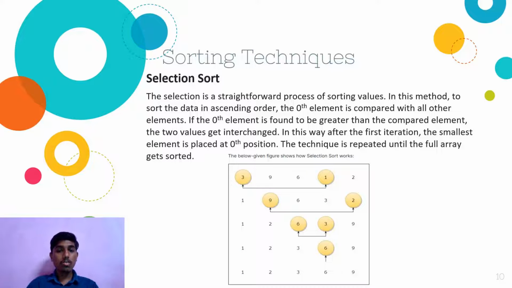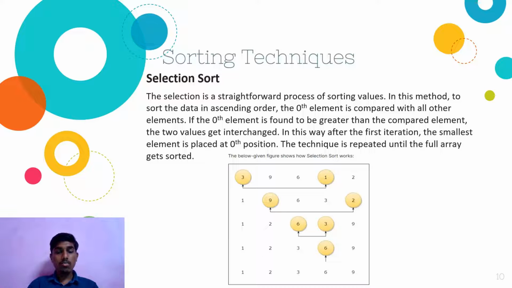So let's discuss the selection sort. The selection sort is a straightforward process of sorting values. In this method, to sort the data in ascending order, the zeroth element is compared with all other elements. If the zeroth element is found to be greater than the compared element, the two values get interchanged. In this way, in the first iteration, the smallest element is placed at 0. The technique is repeated until the full array gets sorted.